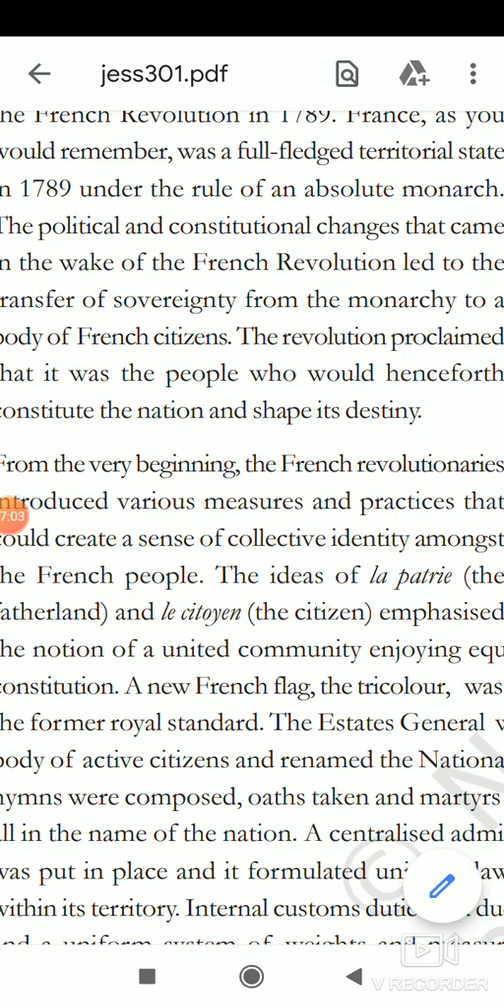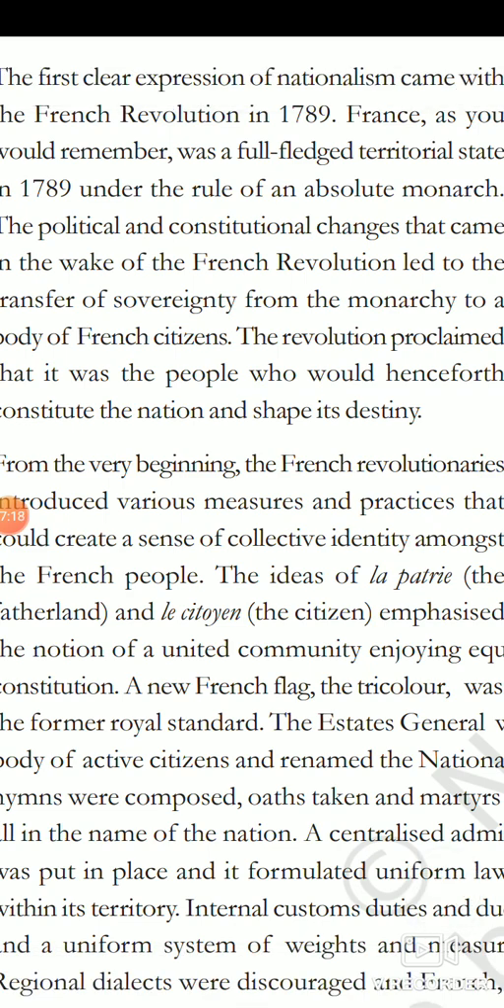So after the revolution, as it is already in the syllabus, I am not going into depth because you studied it in detail in class 9. So after the defeat of Louis XVI, France was ruled by the Directory.